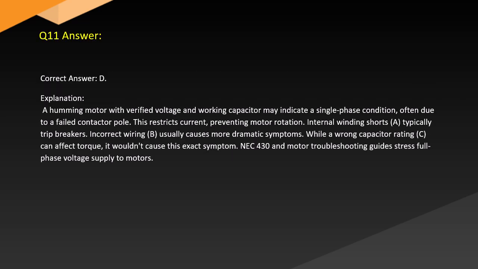Answer. Correct answer: D. Explanation. A humming motor with verified voltage and a working capacitor may indicate a single-phase condition, often due to a failed contactor pole. This restricts current, preventing motor rotation. Internal winding shorts, A, typically trip breakers. Incorrect wiring, B, usually causes more dramatic symptoms, while a wrong capacitor rating, C, can affect torque. It wouldn't cause this exact symptom. NEC 430 and troubleshooting guides stress full-phase voltage supply to motors.